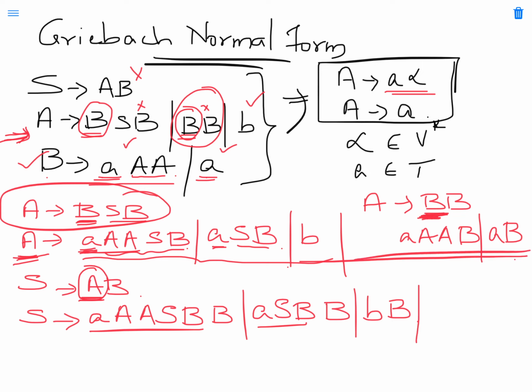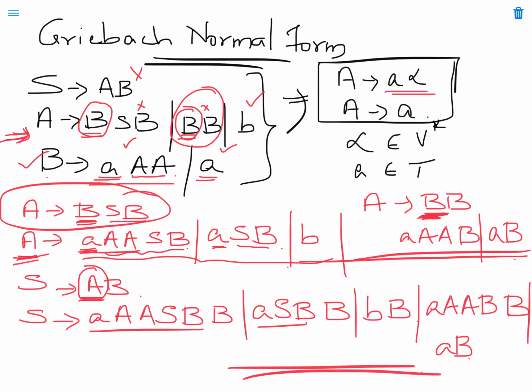So here S can be written as A, B, B, and one more is AB. So this will be the final answer for this S productions.